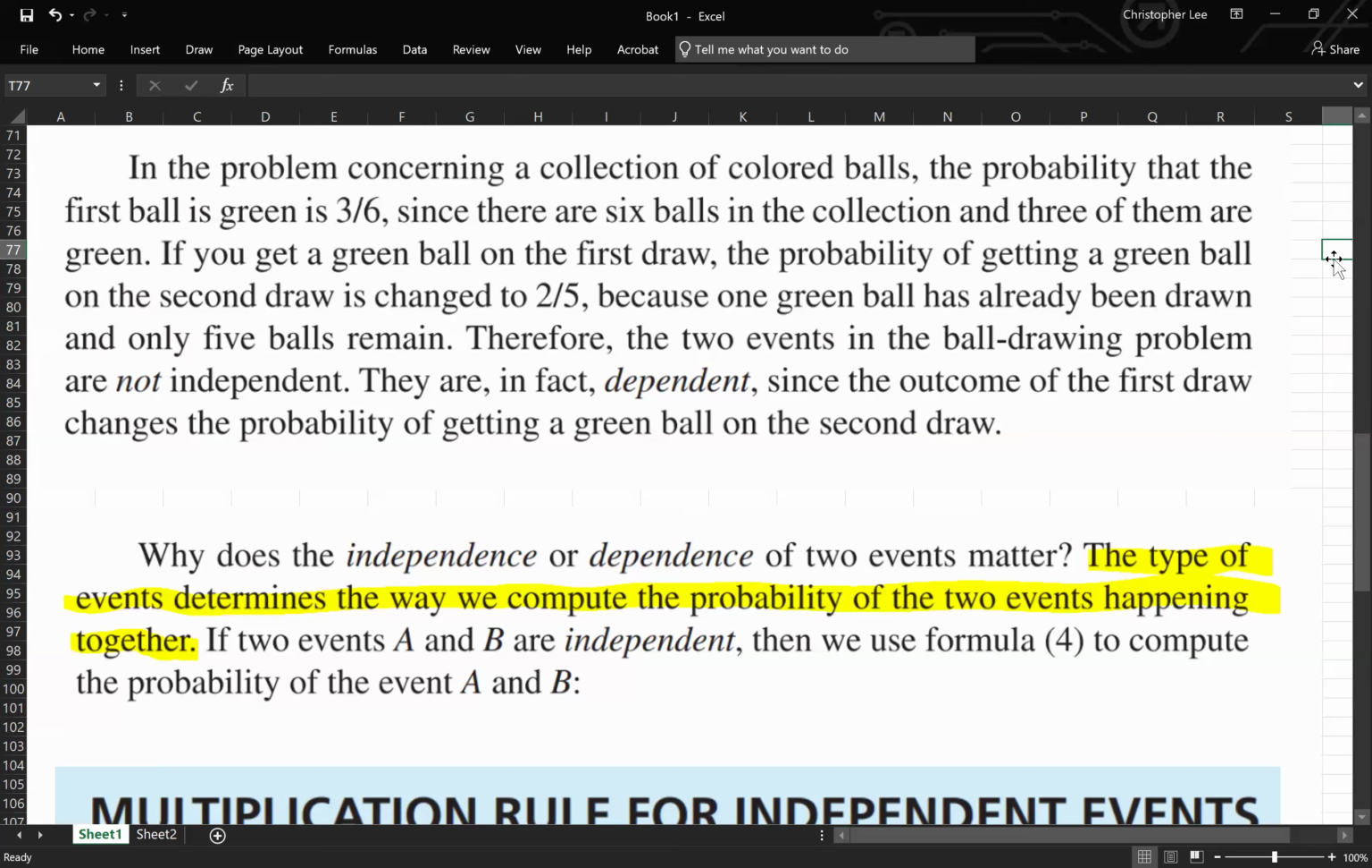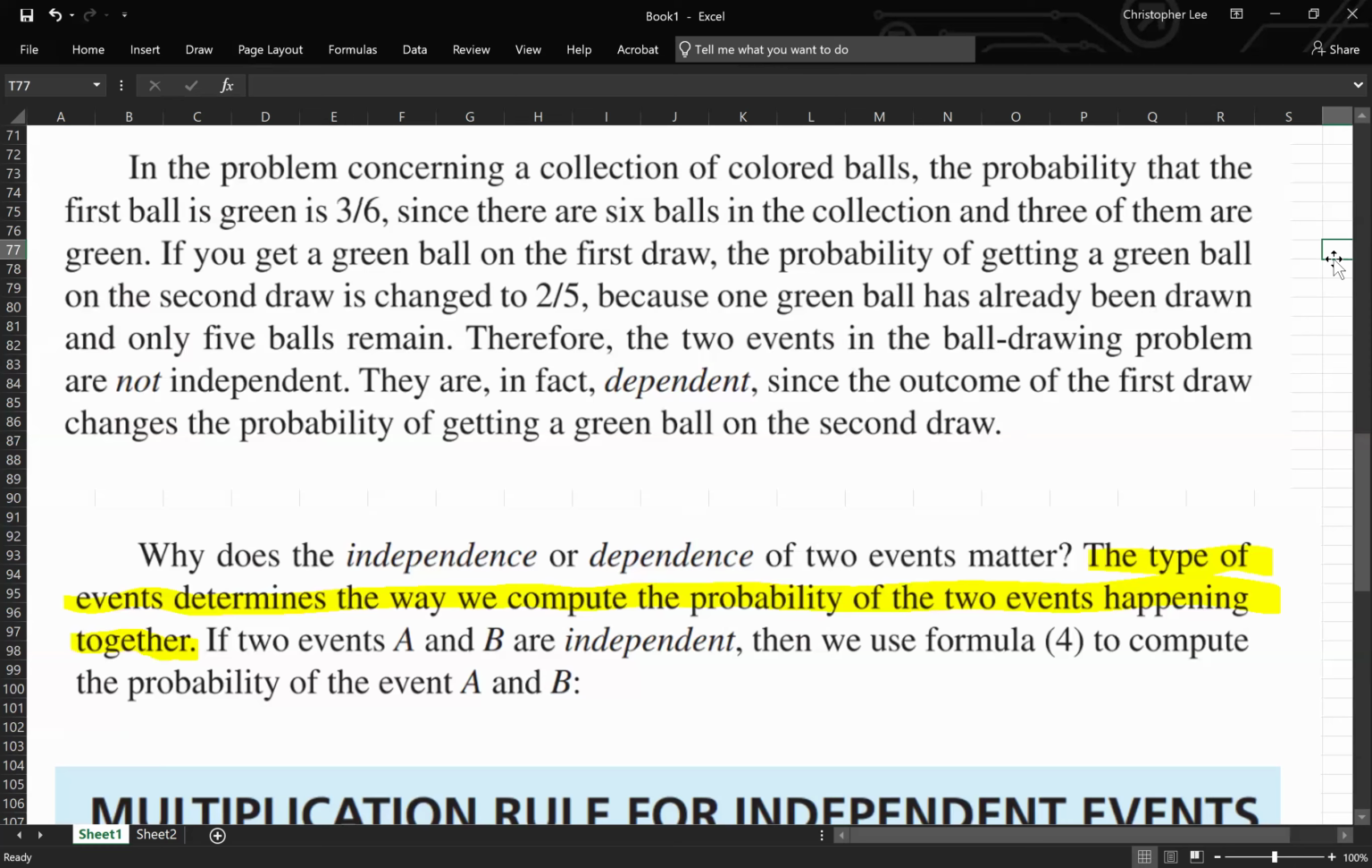All right, so in the problem concerning a collection of colored balls, the probability that the first ball is green is 3 out of 6, since there are 6 balls in the collection and 3 of them are green. If you get a green ball on the first draw, the probability of getting a green ball on the second draw changes to 2/5, because one green ball has already been drawn and only 5 balls remain. Therefore, the two events in the ball-drawing problem are not independent. They are dependent, since the outcome of the first draw changes the probability of getting a green ball on the second draw. Why does the independence or dependence of two events matter?